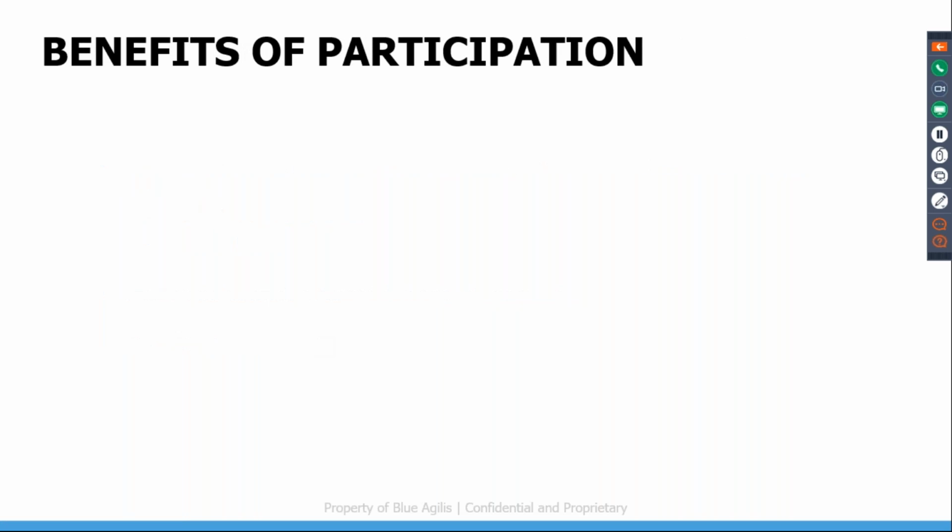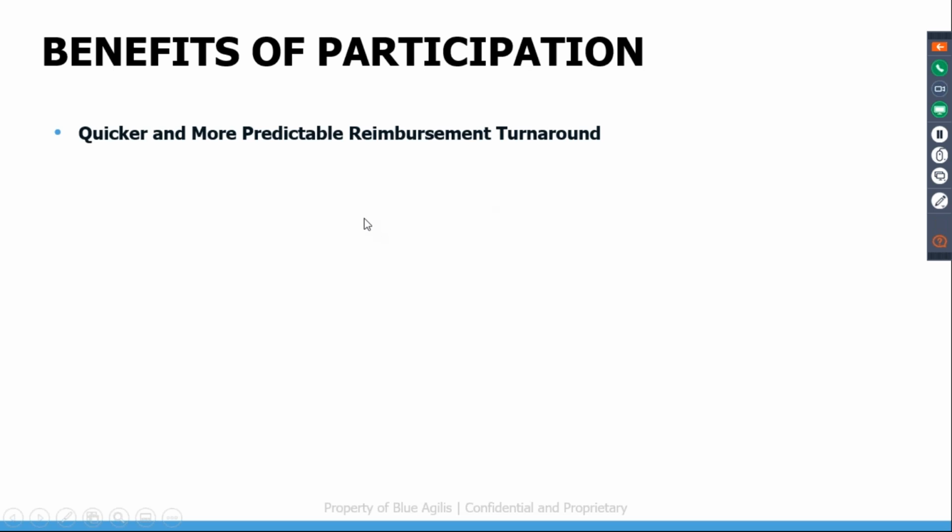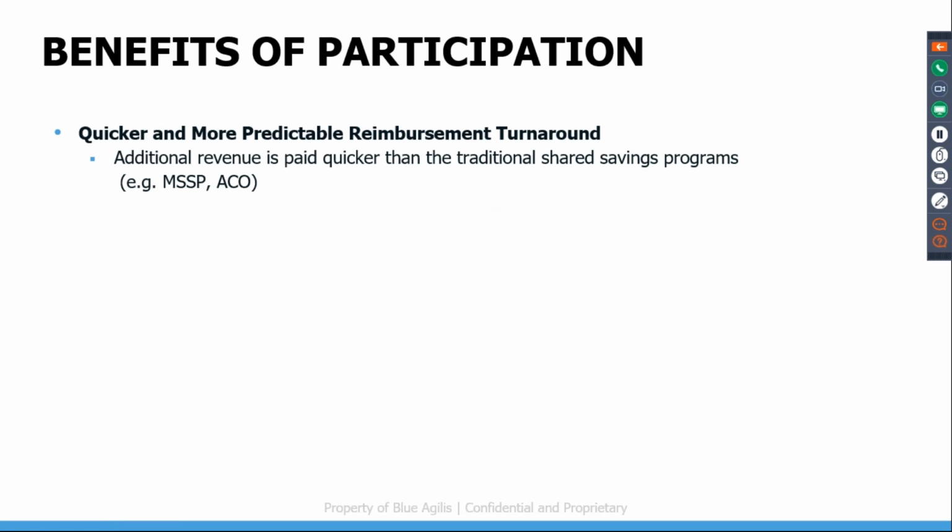Some additional benefits of participation in this program are a quicker and more predictable reimbursement turnaround. Additional revenue is paid quicker than the traditional shared savings programs. So if you currently participate or have participated in, for example, an MSSP, you know that those shared savings, if you did realize them, come about a year and a half after the reporting period, while these incentive payments are paid with the claim. So that is something that our current participants really appreciate.